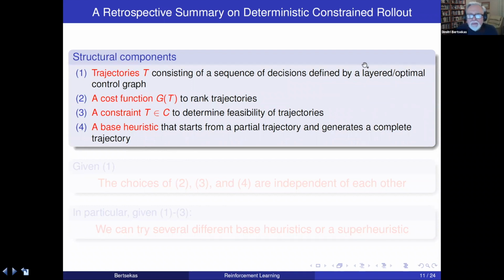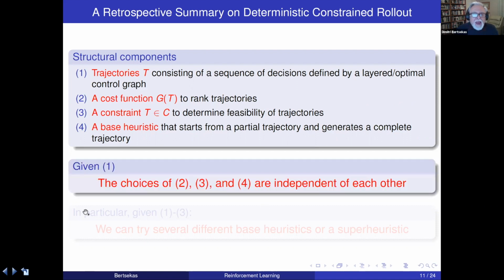The problem structure, the dynamic system rather, the cost function, the constraints, and the base heuristic. And now, once I give you the dynamic system, number one, then the other choices are independent of each other. I can choose anything I want, and this does not have to depend on that. This does not have to depend on the other two.